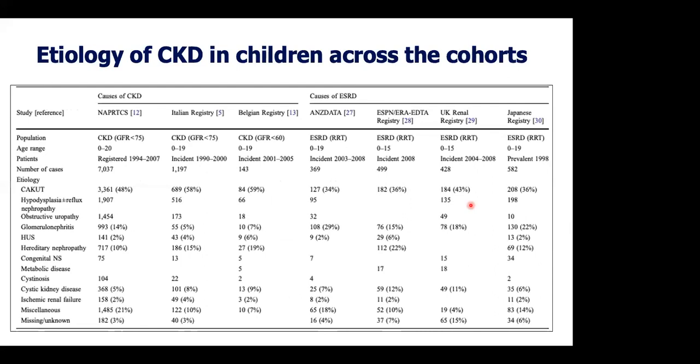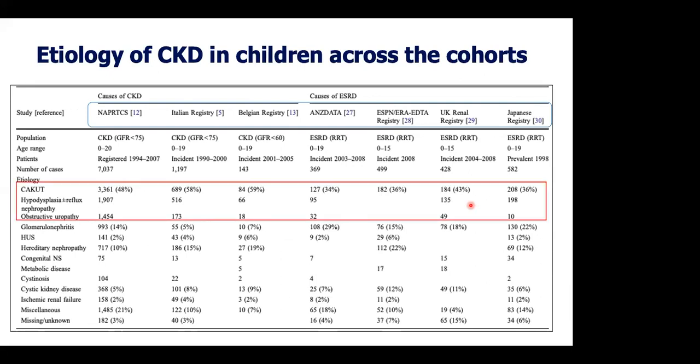If you look at the etiology of CKD across the countries, we have various registries which I have highlighted here. There also, the etiology that amounts to the maximum number in children is mostly the congenital anomalies of kidney and urinary tract, followed by glomerulonephritis and other diseases.